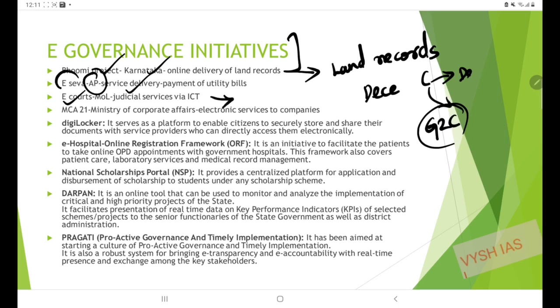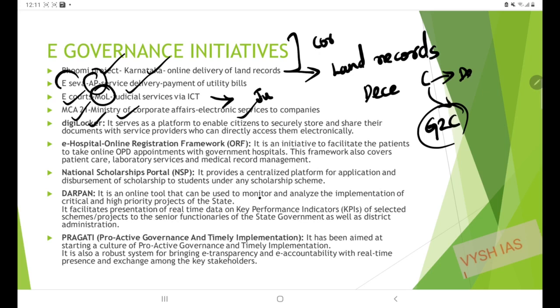E-courts, it is a good step in reducing the judicial pendency in India. Okay, so this is an initiative of Ministry of Labour. It is actually giving judicial services via ICT technology. Then MCA 21. This is an app by Ministry of Corporate Affairs, and it is offering electronic services to companies. So the corporate governance is becoming easier.